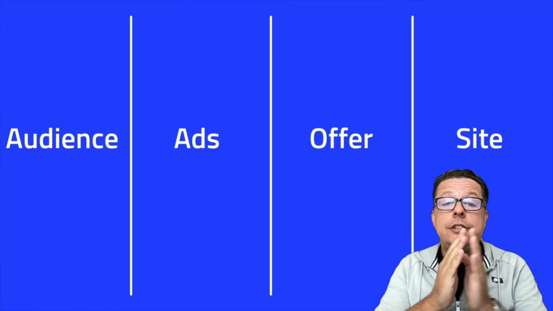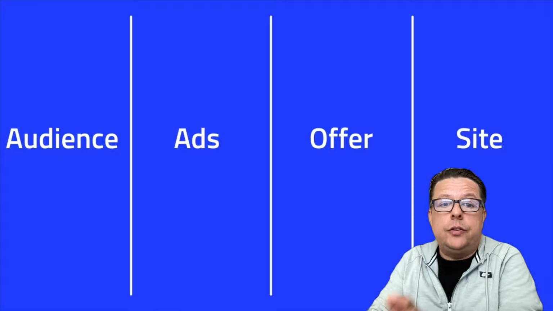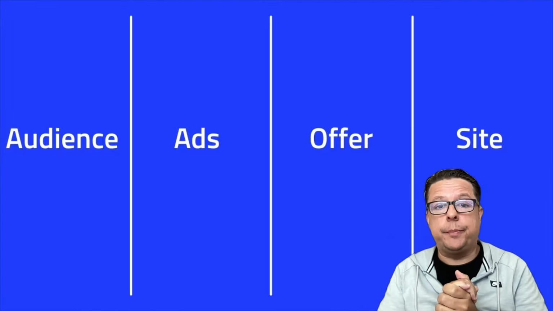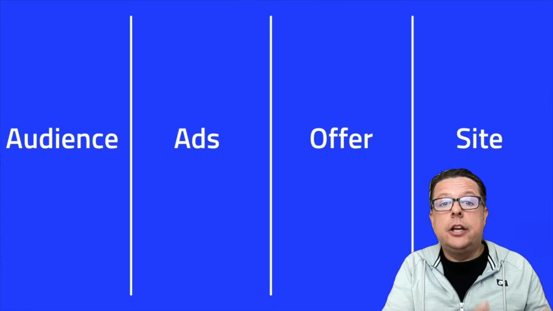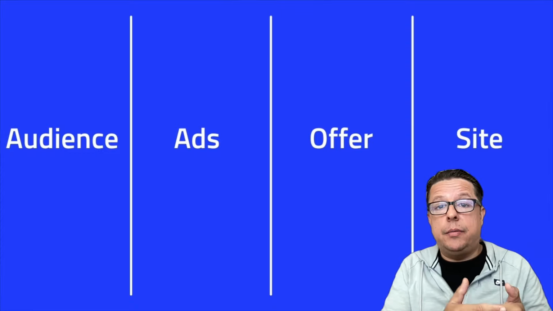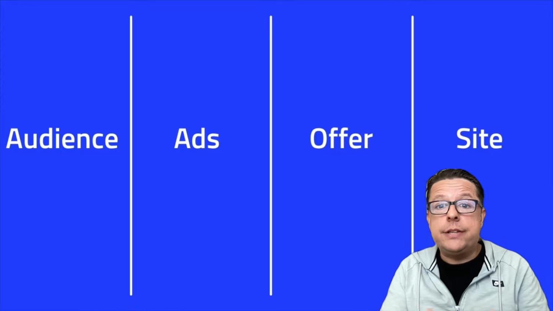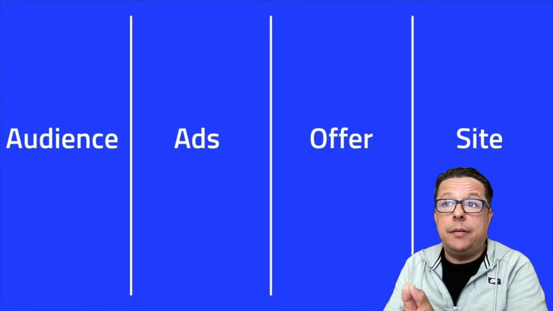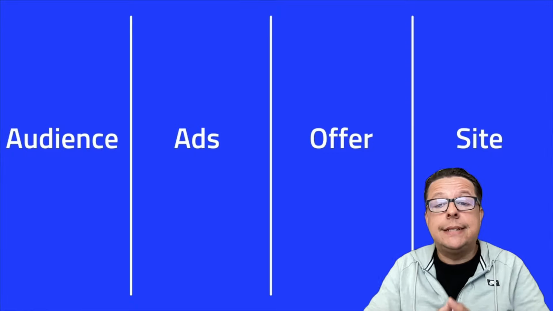And each one of these, you could actually hire an expert on each one of these if you needed to, rather than the whole ecosystem. So for instance, you have audience, which is targeting and messaging. You have ads, which is creative and ad copy. Then you have offer, which is market research. And then you have the website, which is conversion rate optimization and development and technical UX.